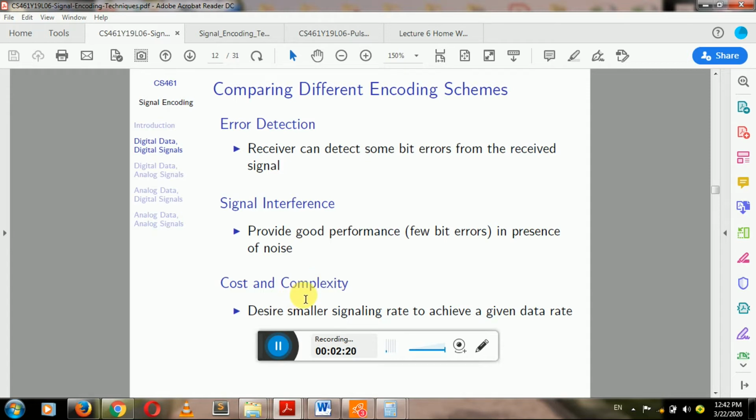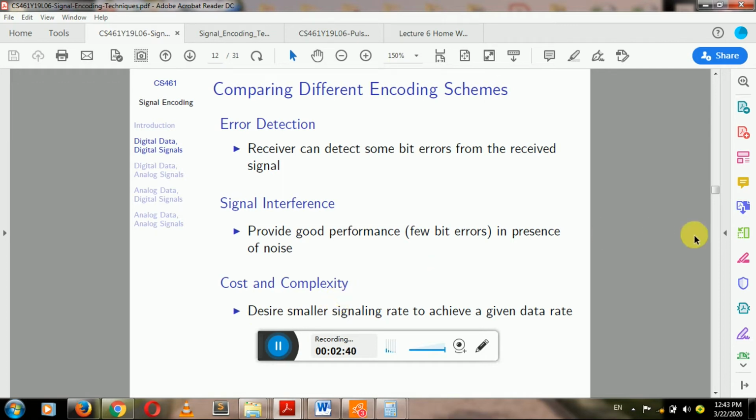transitions in the signal element, right? In their bits there are more signal transitions, whereas other encoding schemes have fewer, so that makes them complex and costly.